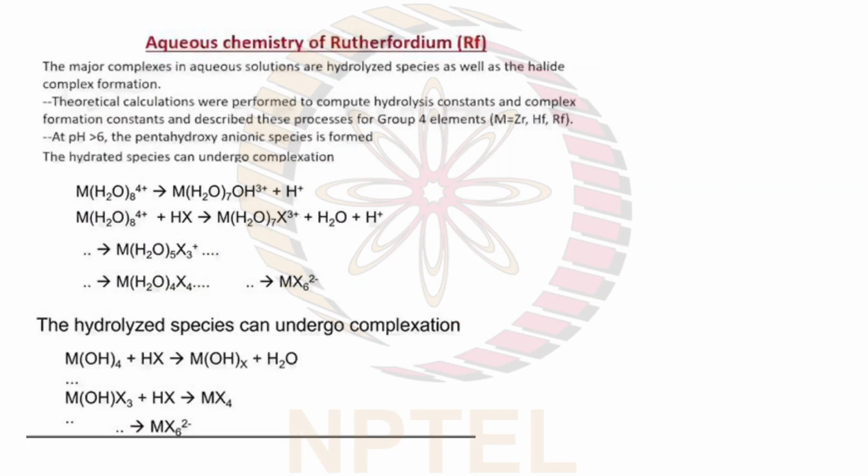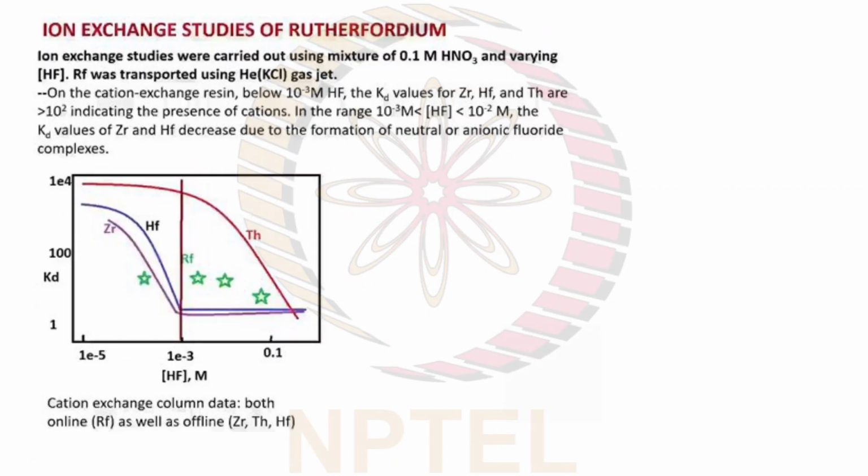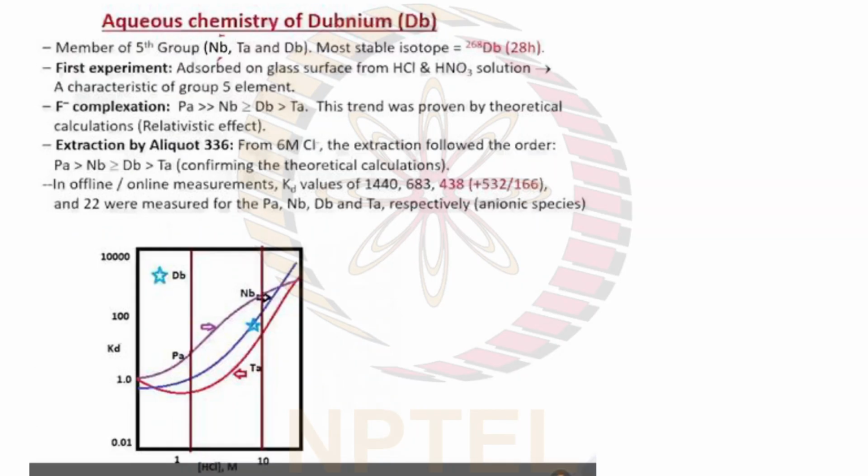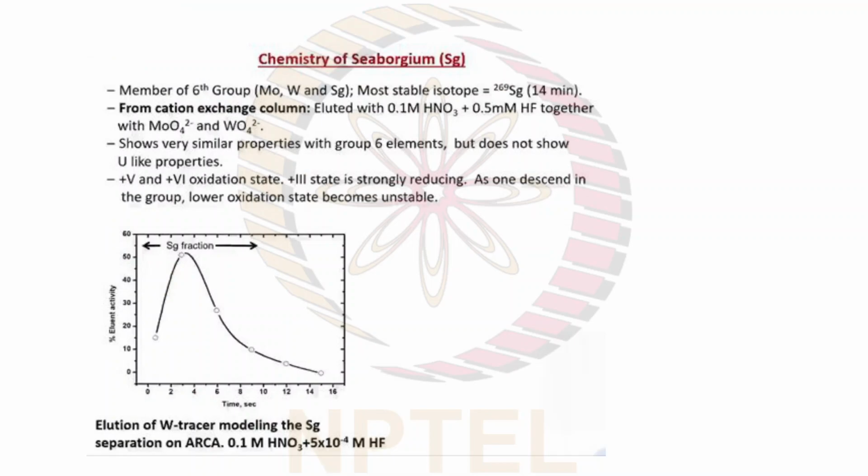Aqueous chemistry of rutherfordium, ion exchange strategy of rutherfordium, the experiment on 104, aqueous chemistry of dubnium, and then the chemistry of seaborgium. Seaborgium is a member of group 6, like molybdenum and tungsten. The most stable isotope is 269Sg with a half-life of 14 minutes.